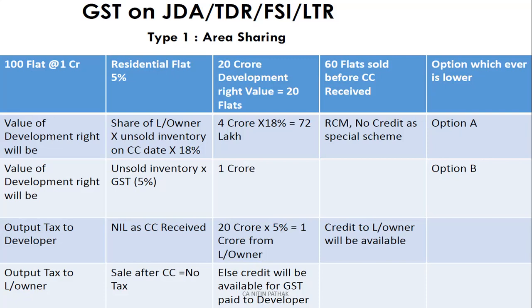इसके इन्वेंटरी सोल्ड कितनी है? 20 बाकी है. 20 इंटू 20 करोड़ हुआ, 5% GST 1 करोड़. ऑप्शन ए माइनस बी whichever is lower he has to pay. कौन पे करेगा? डेवलपर. डेवलपर पे करके उसको बिल दे देगा. ओके. आउटपुट टैक्स टू डेवलपर. नील.